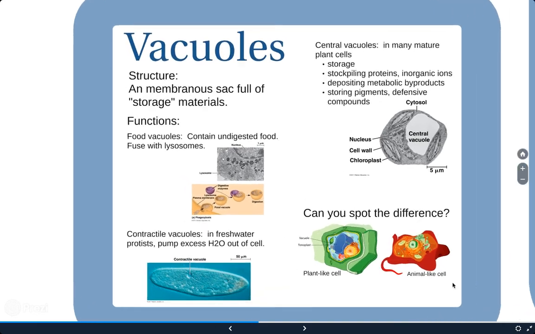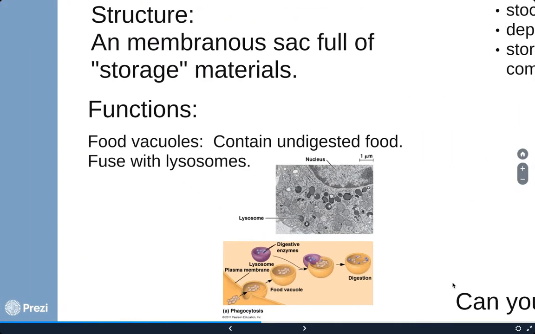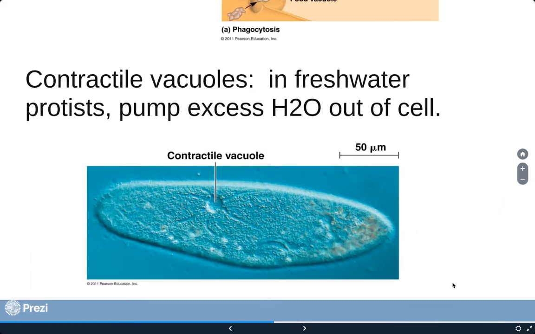Okay, next are the vacuoles. They are also storage containers. These often contain water, but in animal cells, you have food vacuoles. Food vacuoles contain undigested food, and they intersect with the lysosomes, and then the lysosomes release their digestive enzymes. So that would be an example of a food vacuole.